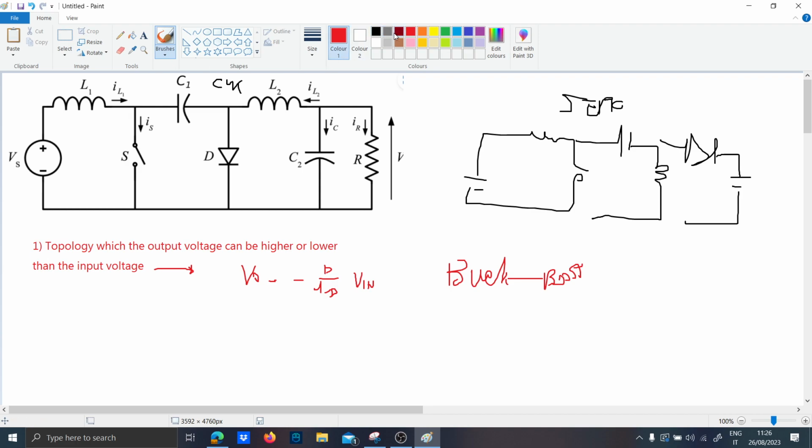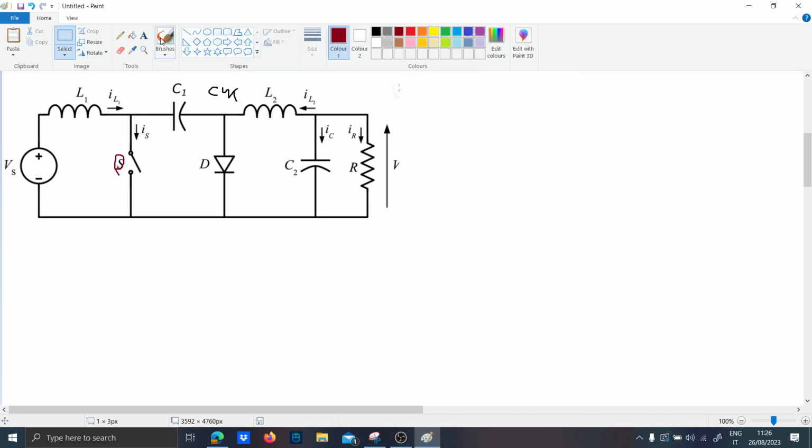How does it work? Basically, let's call this S, the switch. When S is equal to 0, so the switch is open, let me take this picture here and plug it here. So when the switch is open, like this, the capacitor C1 is being charged by the inductor L1, and so VC1 is being charged in this way.